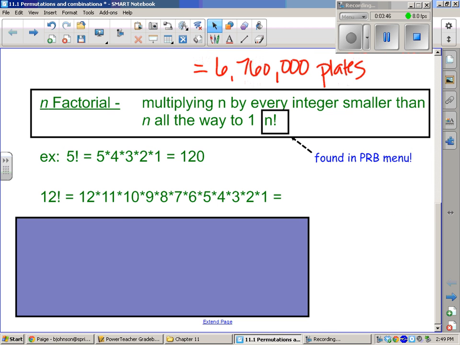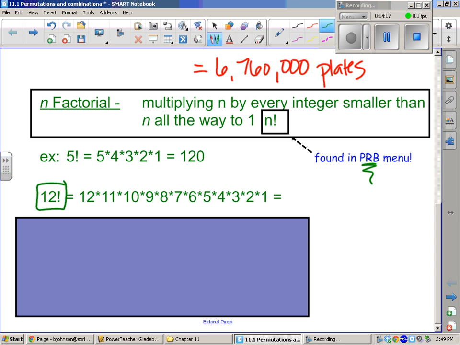Look at 12 factorial. That gets pretty tricky, so I think that we should use a calculator to do that. When you get into class, we'll show you where the probability menu is on your handy-dandy calculator. So we're not going to have to go 12 times 11 times 10 times... There's a shortcut button. You can type it in like this and hit equals, and it tells you the answer.